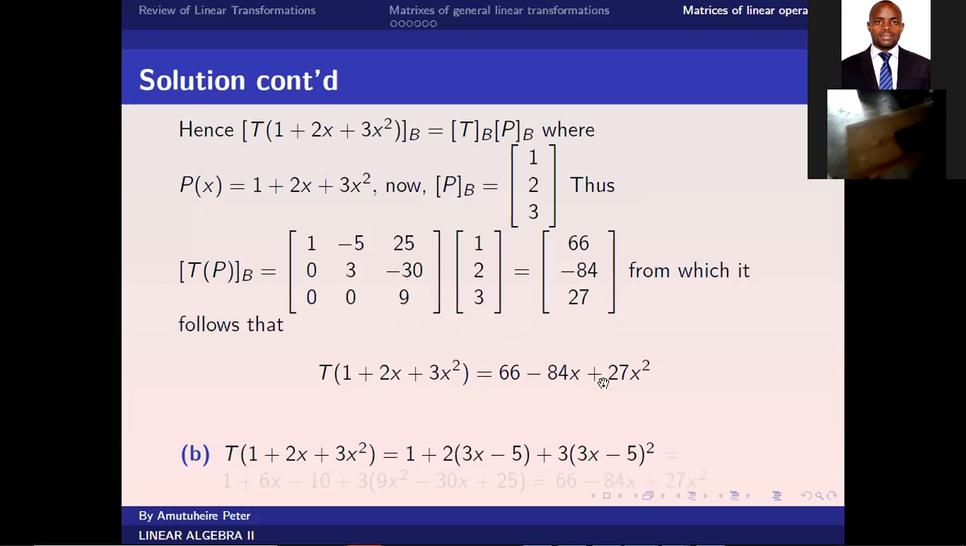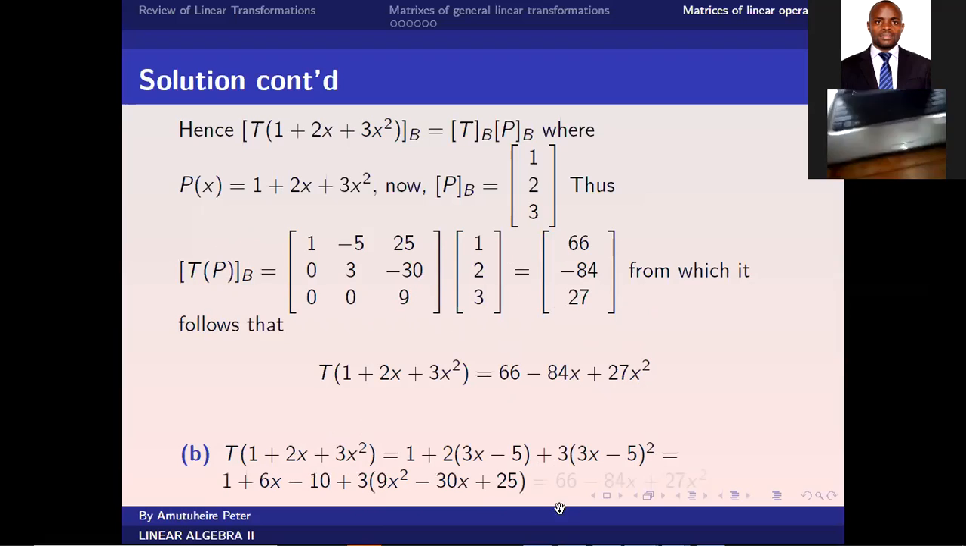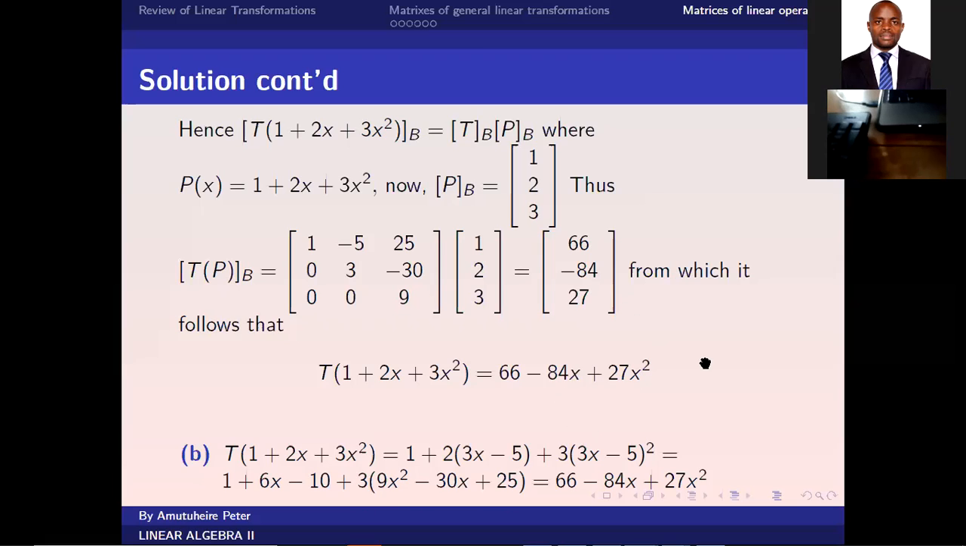But the question was also asking us to compute this directly. How do we compute this directly? The transformation says where there is x, we put 3x minus 5. So when we do that and expand, it takes us here and it takes us here. So we see that when we compute it directly, we get the same result as when we use the matrix of the linear transformation.